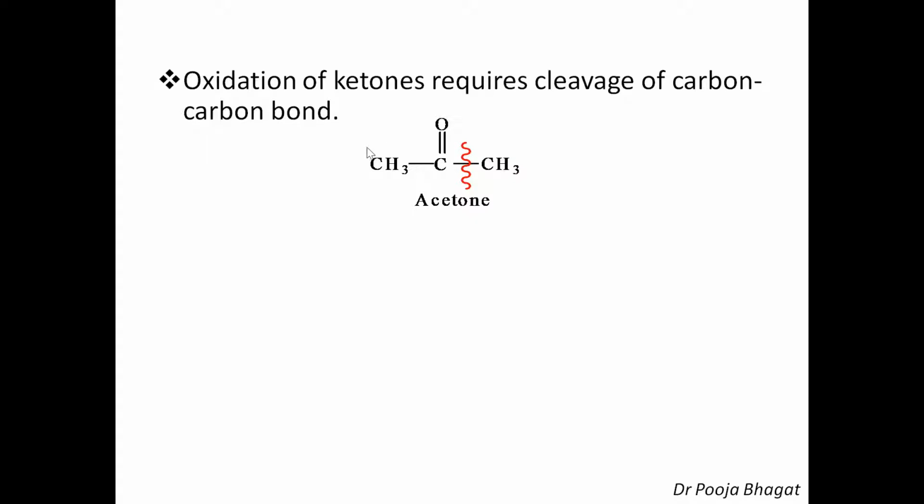So when we oxidize acetone, the rupturing of the bond takes place and we get a mixture of two acids with a lesser number of carbon atoms. As you can see here, in acetone 3 carbon atoms are there, but when we oxidize this, we get formic acid and acetic acid. Acetic acid means a 2 carbon acid, formic acid is a 1 carbon acid. So from a 3 carbon compound, we are getting a mixture of lower acids.